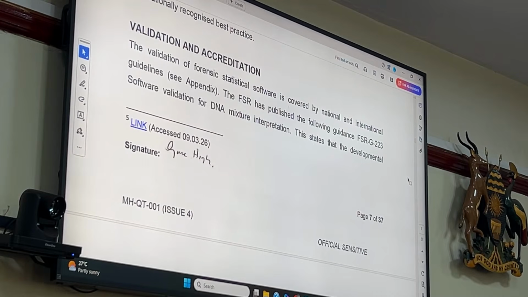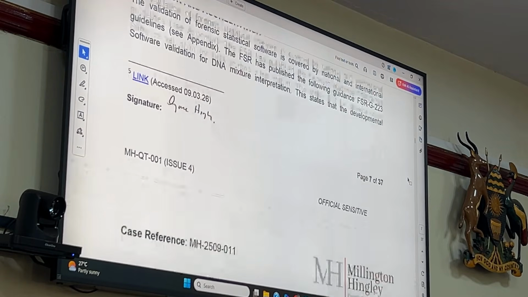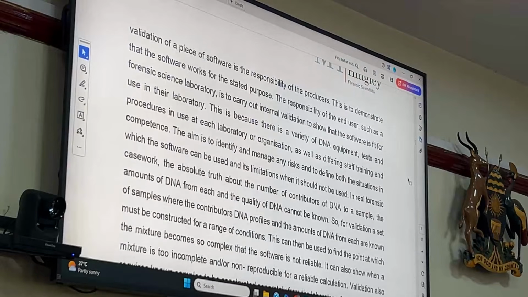Yes. Is Euroformix one of those, or is it another type? Yes, Euroformix is an open source. Now that in itself isn't an issue. Before you even go to an issue, what you're telling me is that the Uganda Police Laboratory downloaded its software from the internet.